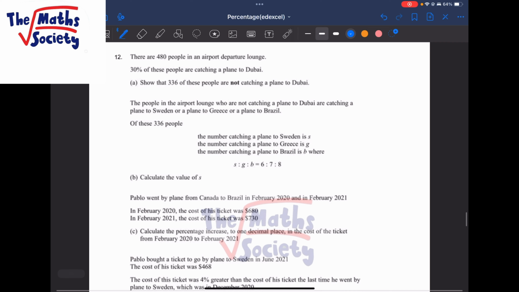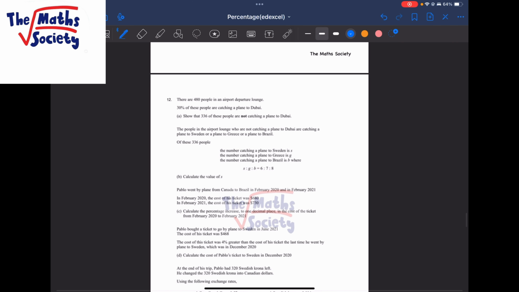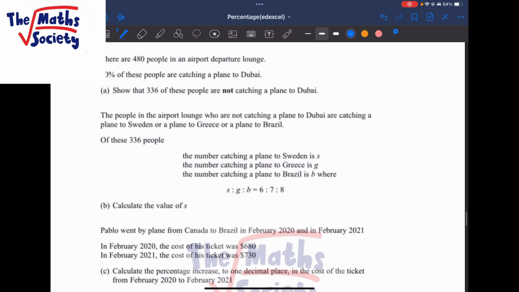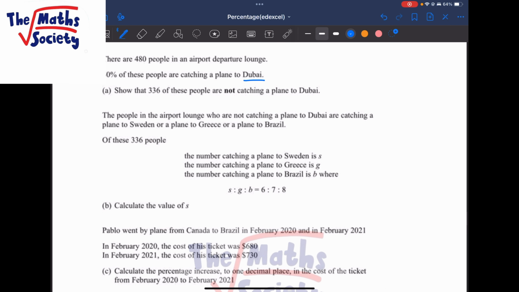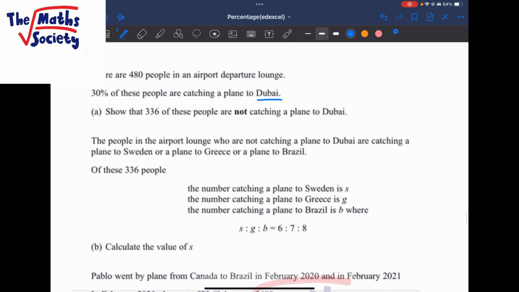And let's move on to number 12. In number 12, it says that there are 480 people in the airport departure lounge. 30% are catching a plane to Dubai. Show that 336 people are not catching a plane to Dubai. So we know that 30%, right? 30 over 100 multiplied by 480. So that's 144 people catching a plane to Dubai.